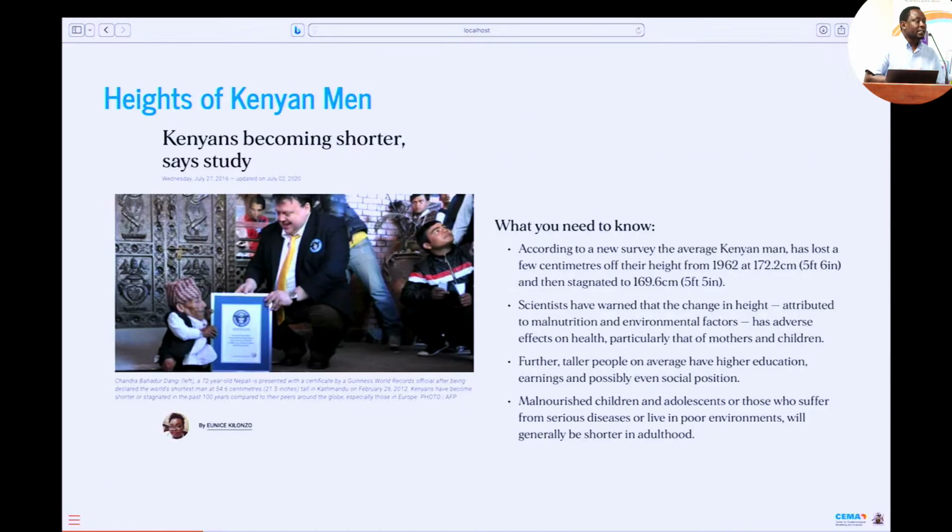I found this newspaper article from not too long ago about the heights of Kenyan men. It's a paper written in 2016. It has huge messages. The first message is that a man of 1962, just before independence, was taller than the current man, on average. Do you agree with it?